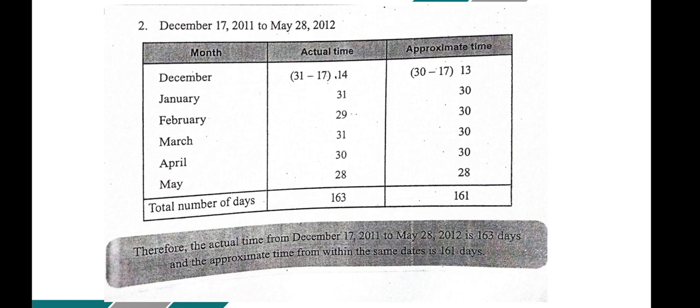So therefore, the actual time from December 17 to May 28 is 163 days, and the approximate time within the same date is 161 days. So, yan ang kalayo, no? Between December at saka May.